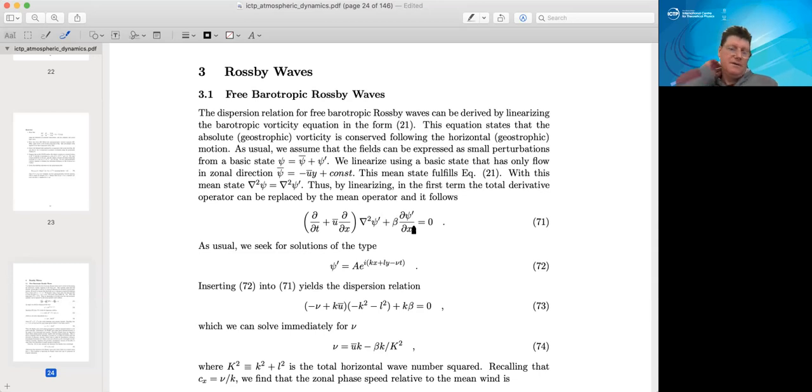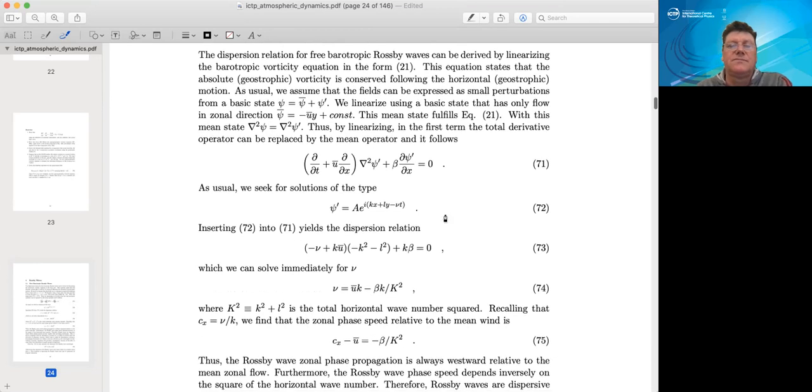And in this beta times v term that we see here, there can be no other term, because we have to calculate the d by dx derivative in order to express meridional velocities. And there's only the primed quantity. So the linearization is readily done. There's not much calculation to do. This is our linearized vorticity equation, allowing for a mean flow in zonal direction.